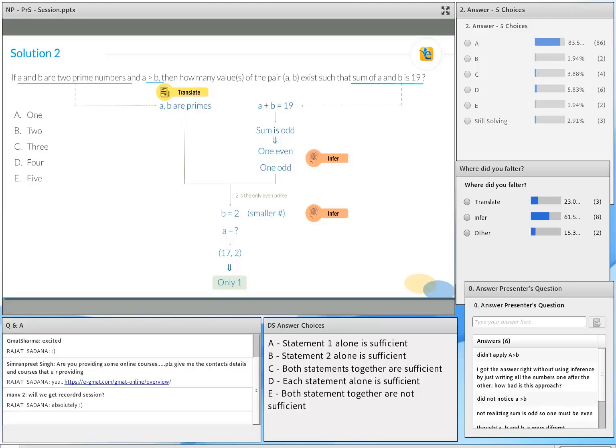Not realizing sum is, okay, I got the answer right without using inference by just writing down all the numbers one after another. How bad is this approach? Plugging in numbers doesn't work all the time, and that's why that's not my go-to approach. Consider all prime numbers till 10 and did that. No, that doesn't work. You may have gotten the answer here because the sum is 19. It does work here because the sum is a smaller number.